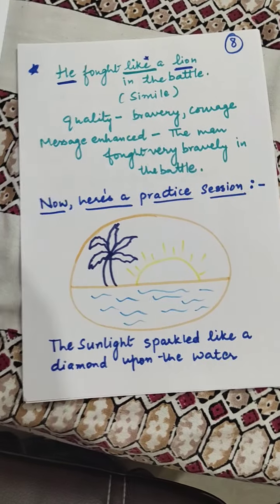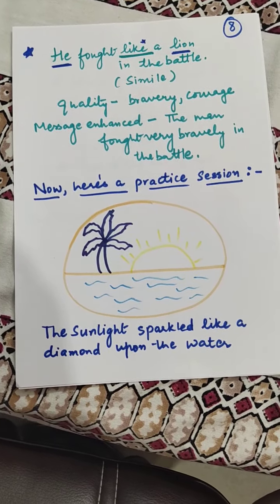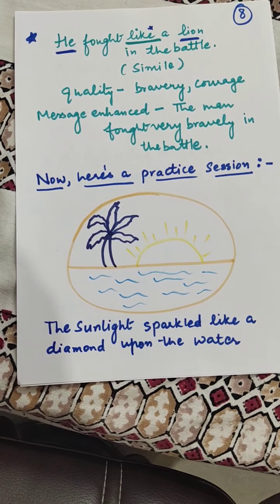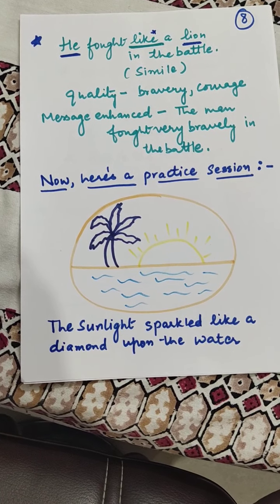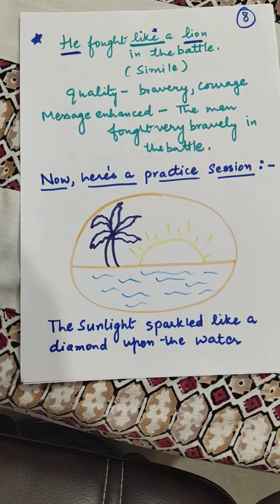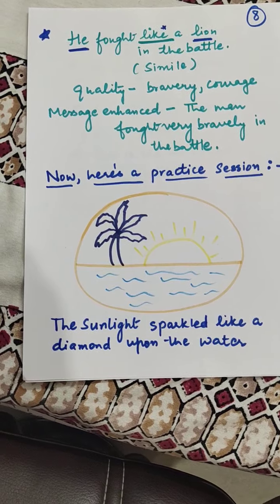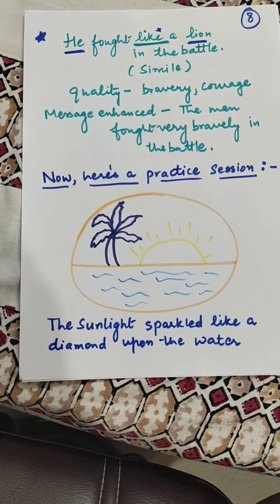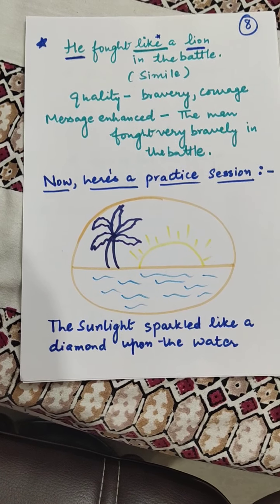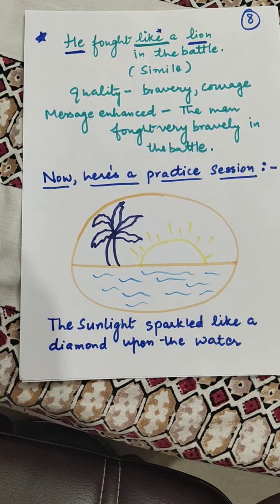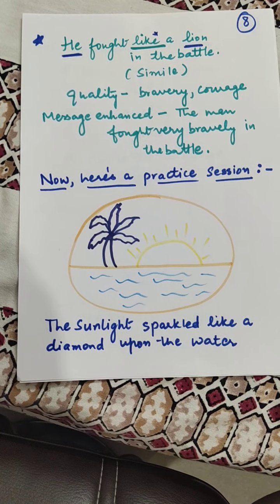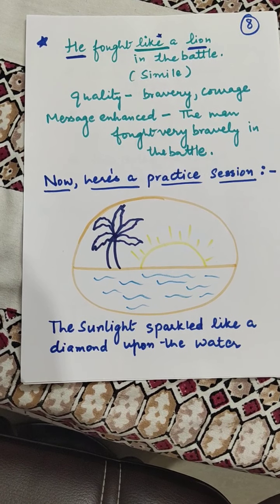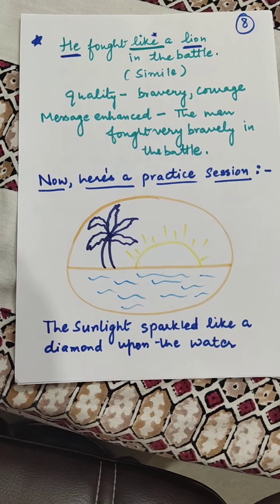Now, the same example we apply to a simile also. He fought like a lion in the battle. Now, it is a simile, very clear, because the bravery of a person fighting in the battle has been compared to a lion by using the word like. Quality once again here is bravery or courage. And the message has been enhanced thoroughly. The man fought very bravely in the battle. Now, I hope you might have really understood the difference between a simile and a metaphor.